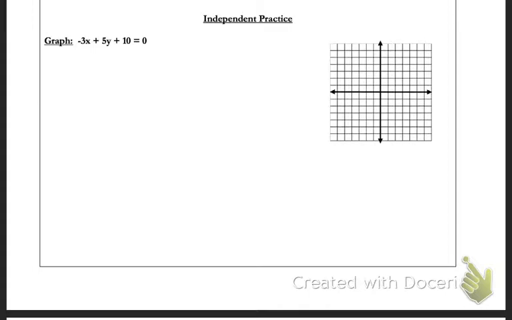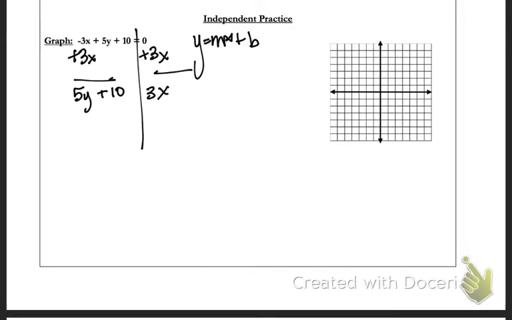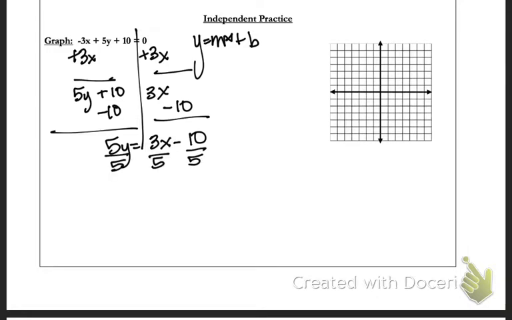All right, let's try to get this one into slope-intercept form. We need to move the negative 3x to the other side by adding 3x to the other side. That leaves me with 5y plus 10 equals 3x. We want to get the 10 to the other side. Remember, our goal is to get y by itself, so we'll subtract 10 from both sides, in which we get 5y equals 3x minus 10. Last thing to do is to divide each thing by 5. That's going to simplify to y equals 3/5 x minus 2.